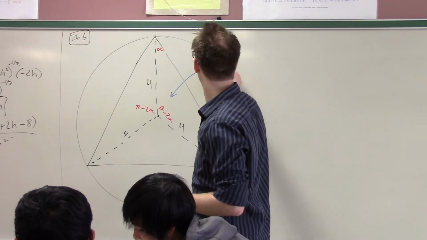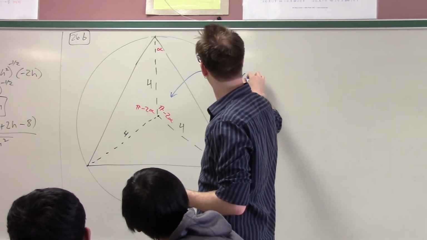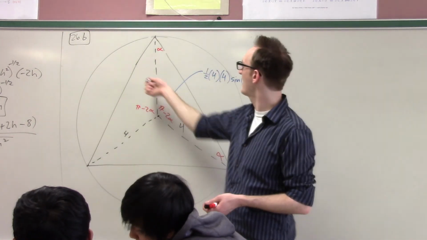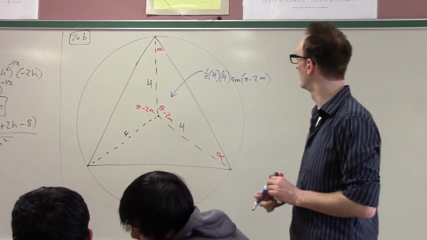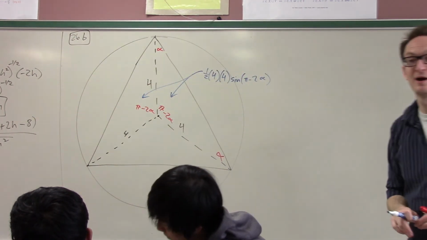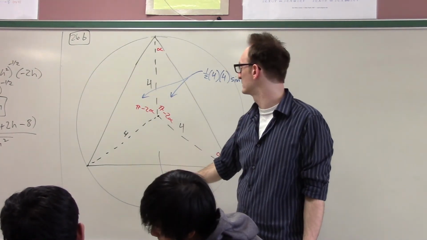1/2 4, 4, 4, sine of pi minus 2 alpha. Yeah. So let's see what she did. She just applied the formula, right? 1/2 AB sine of the included angle. And that's also the area of that other triangle over there. Okay? So now all I have to do is figure out what the area of this triangle is.